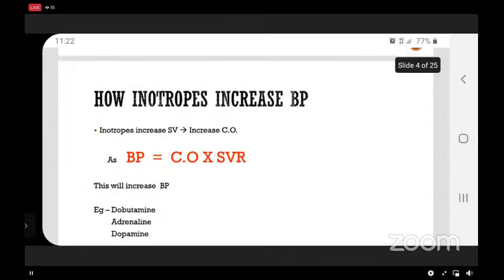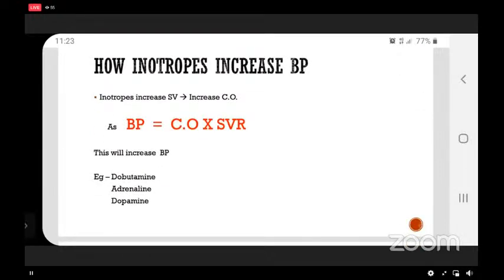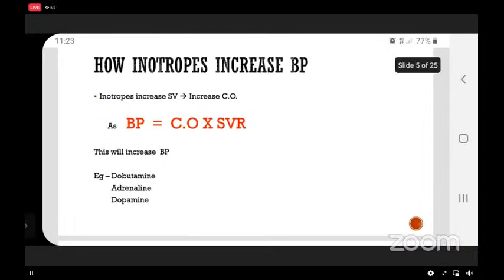So how do the inotropes increase the blood pressure? If we go back to our formula, blood pressure is a product of cardiac output and systemic vascular resistance. When the inotropes increase the contractility of the heart, it will increase the stroke volume, thereby it will increase the cardiac output. So when the cardiac output is increased, according to this formula, the blood pressure should go up. Again, the examples of the positive inotropes are given here: dobutamine, adrenaline, and dopamine.